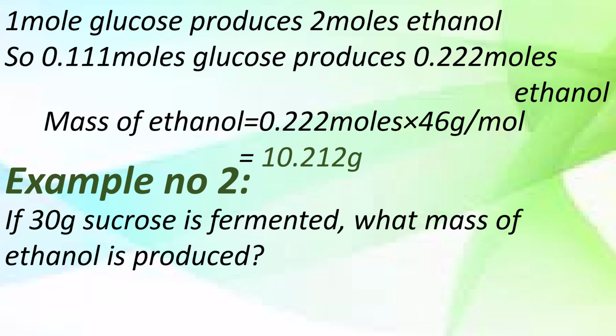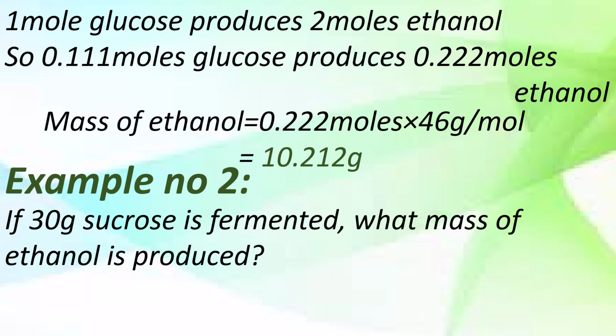Now we have to calculate the mass of ethanol, that is 0.222 moles times 46 gram per mole, the molecular weight of ethanol. After solving, the mass of ethanol is calculated to be 10.212 grams. So this is the answer of example number 1.